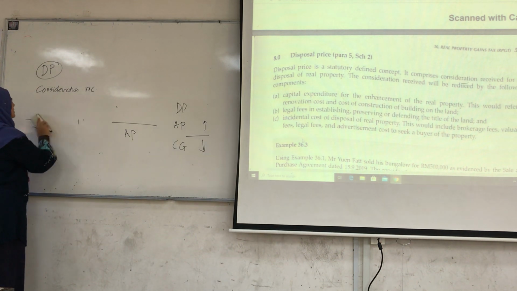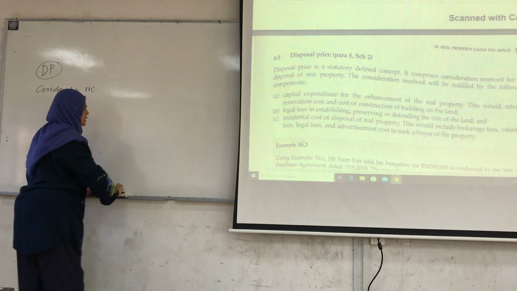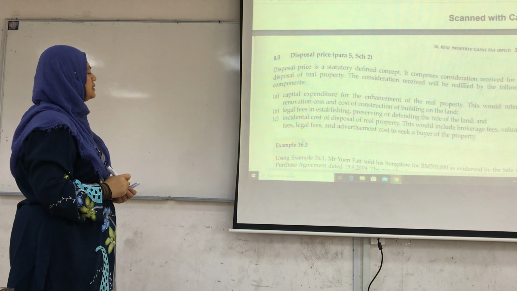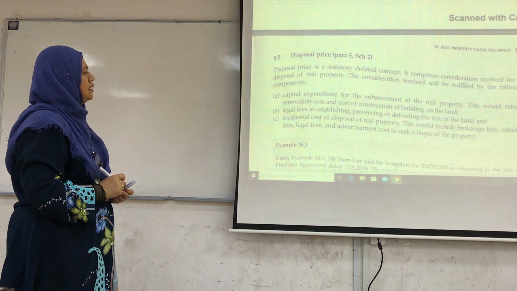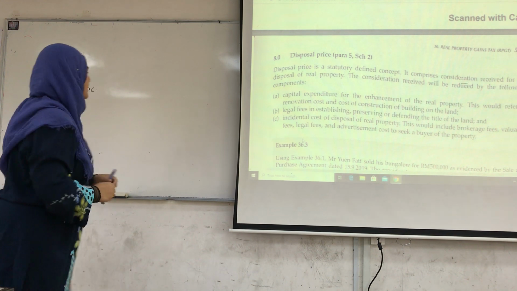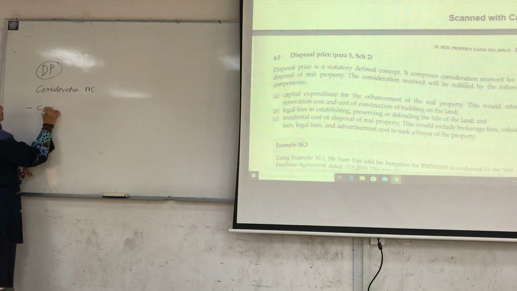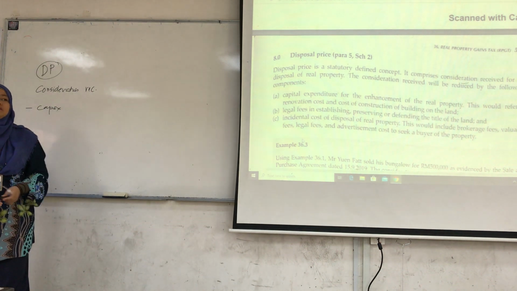Right, so let's see the formula for disposal price. Your consideration received minus capital expenditure for the enhancement of the real property, which will refer to renovation costs and cost of construction of building on the land. So it means consideration received minus capex. And this capex is to enhance the value of the property.